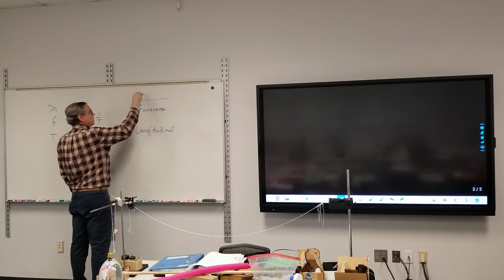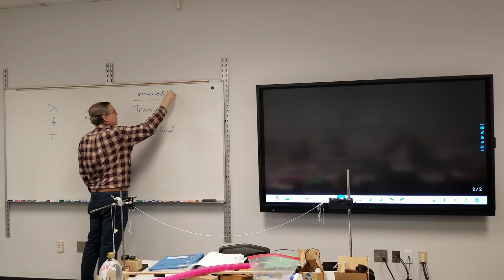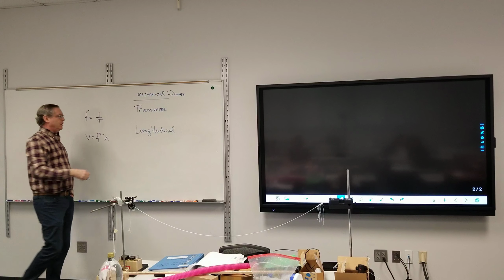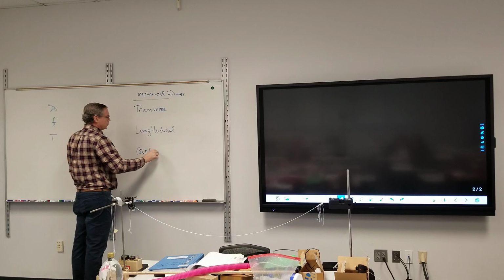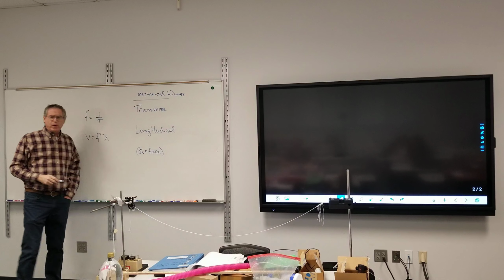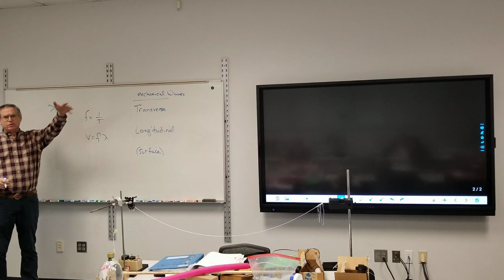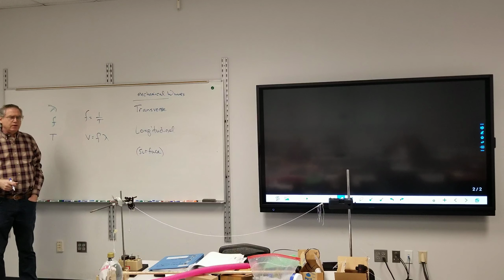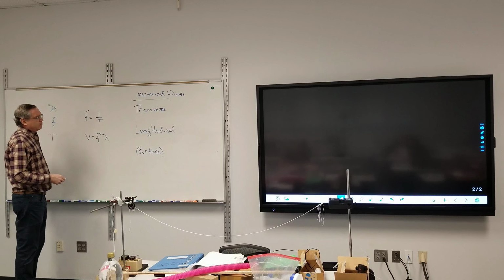So mechanical waves. There is a third type that some textbooks will use and some will not, and I'm just going to put it in parentheses: surface waves. If you look at water as it is moving, there's the wave traveling over the surface. The reason I put it in parentheses is that, well, we'll get to it.